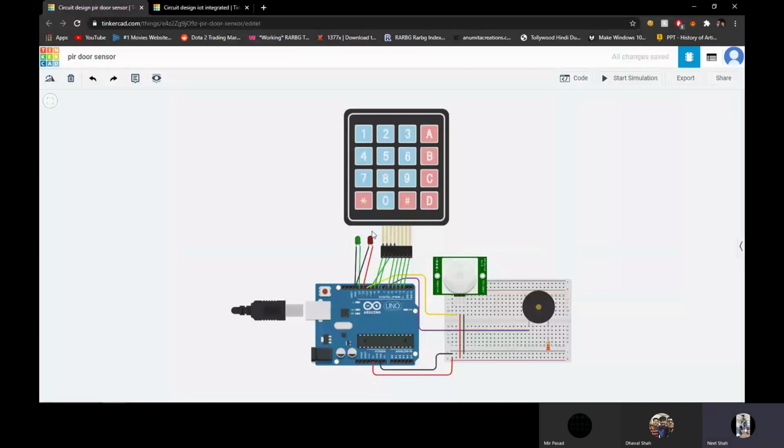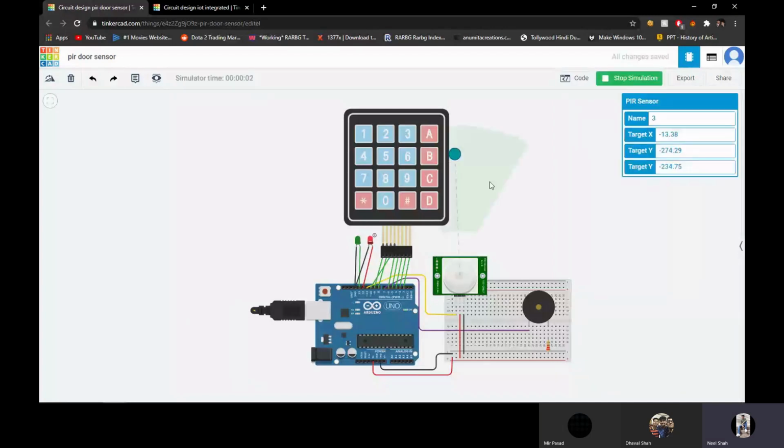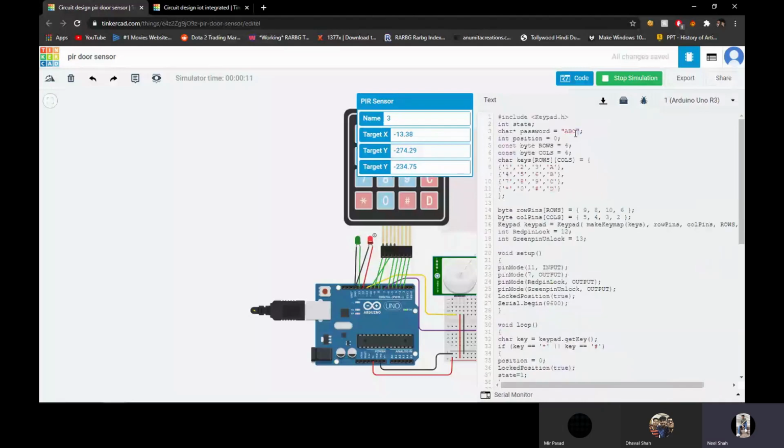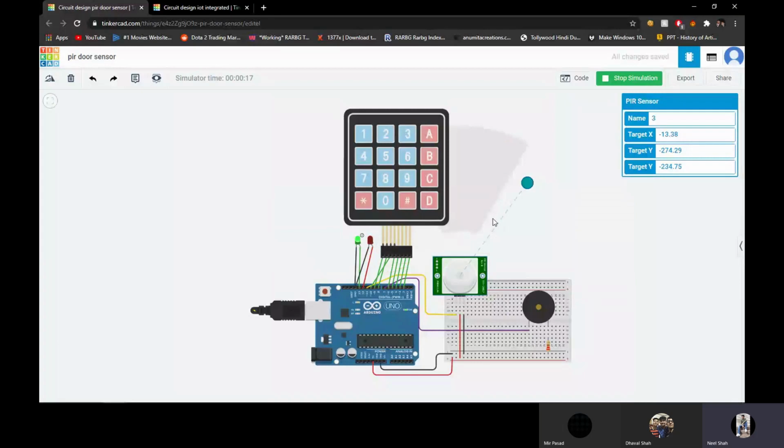We have used two LEDs, green and red, to show whether the door is locked or open. In case the door is locked, the PIR sensor detects the motion and the buzzer rings if some motion is detected. In the code we can see that the password is ABC. If the user enters the correct password ABC, then the green LED lights up and shows that the door is open, and then even if motion is detected by the PIR sensor, the buzzer will not ring.